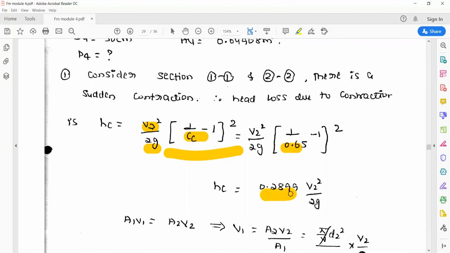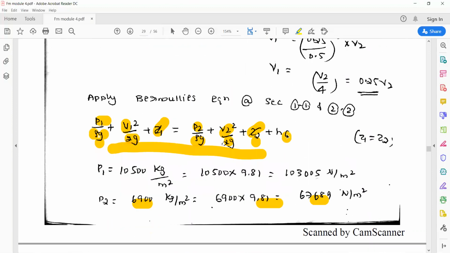If you simplify, you'll get the value of Hc. Hc is equal to 0.2899 V2 square by 2g. So that one you can write here. In place of Hc, you can write 0.2899 V2 square by 2g. So in Hc we have the V2 term. Here there is a V2 term, but here there is a V1 term. So this V1 has to be converted to V2, so that everywhere there will be V2, then easily you can calculate V2.